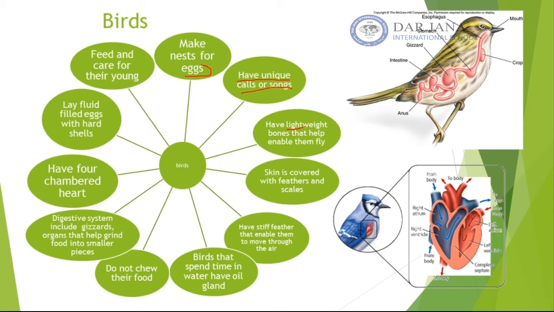They have lightweight bones. Okay, so their bones are lightweight, which helps them to fly. If they had heavy bones, it would be hard for them to fly. So their bones are hollow, empty from inside. Their skin is covered with feathers and scales. Okay, so they can fly. They have stiff feathers that enable them to move through the air.